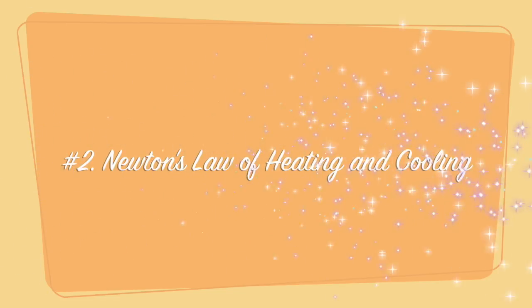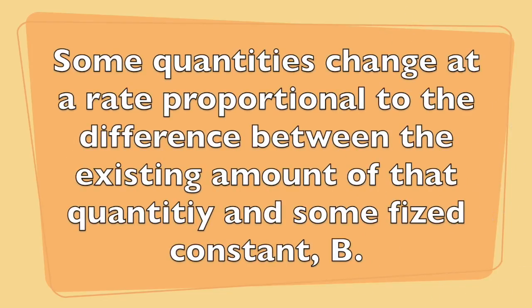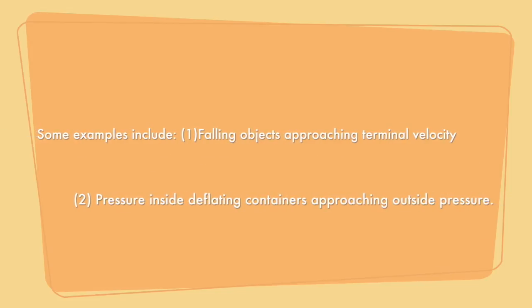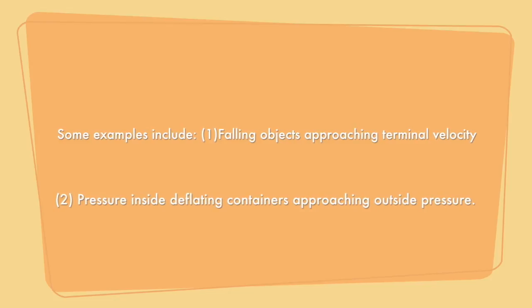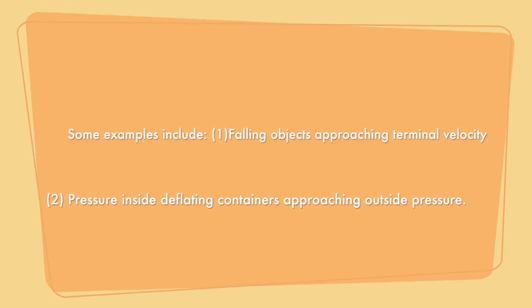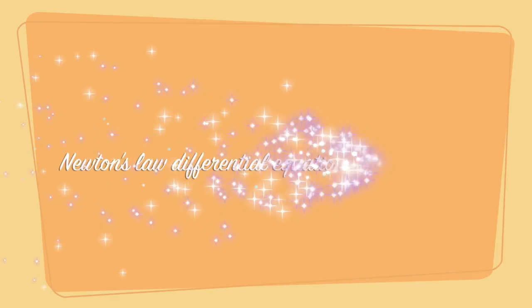Okay, so the next topic we're going to cover is Newton's law of heating and cooling. Basically, some quantities change at a rate proportional to the difference between the existing amount of that quantity and some fixed constant b. Frequently, these problems are related to Newton's law of heating and cooling. Some examples would be falling objects approaching terminal velocity and pressure inside deflating containers approaching outside pressure. So those are some common examples of Newton's law of heating and cooling.